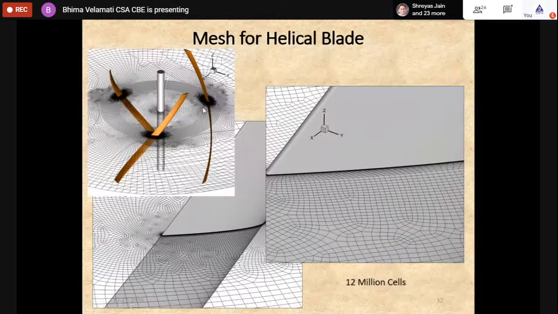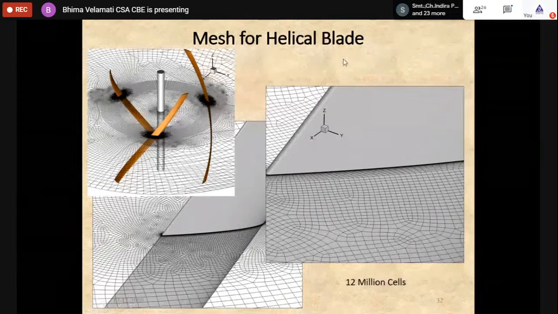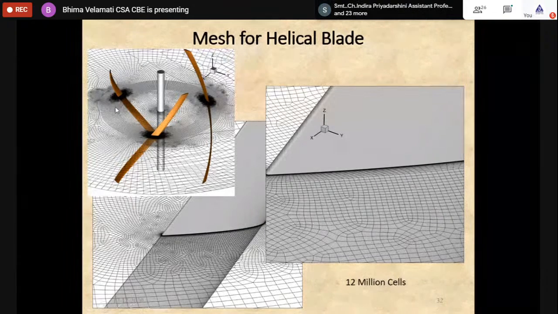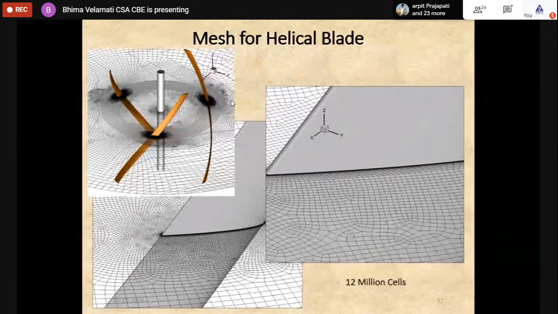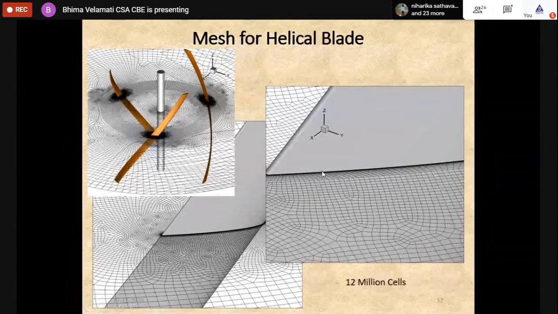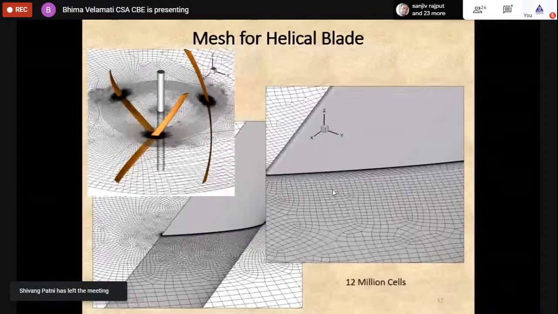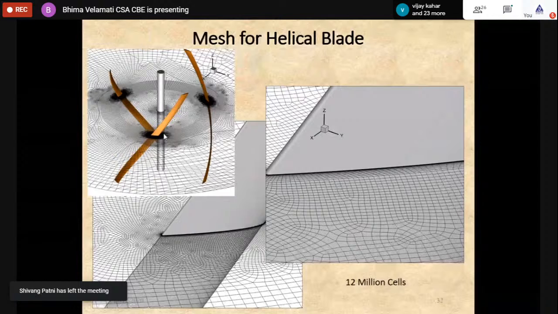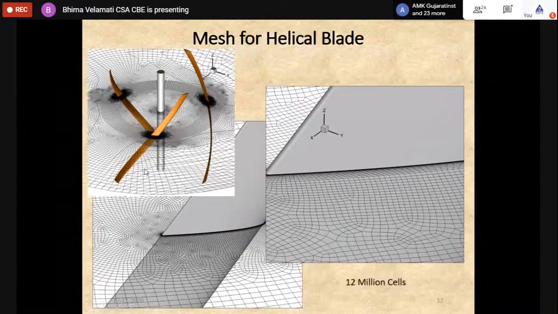Okay, so this is the kind of mesh which we made for a helical grid. We made a grid which is rotating helical. That is how we made the grid. Typically, very close to the turbine blade we made the grid very fine, because that is where the shear stress and the pressure profile have to be calculated properly. And as we go away from the turbine, the grid is coarsened gradually.